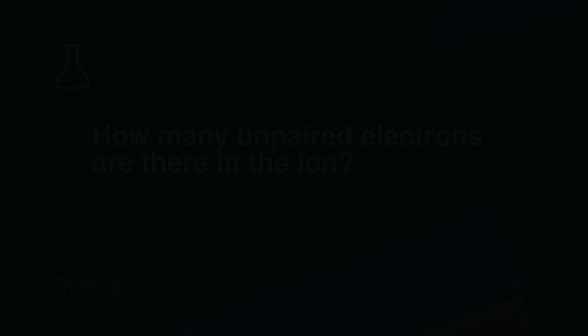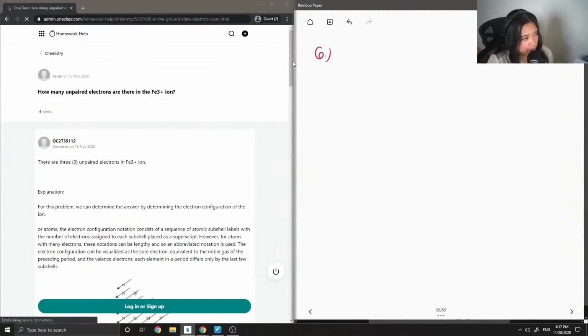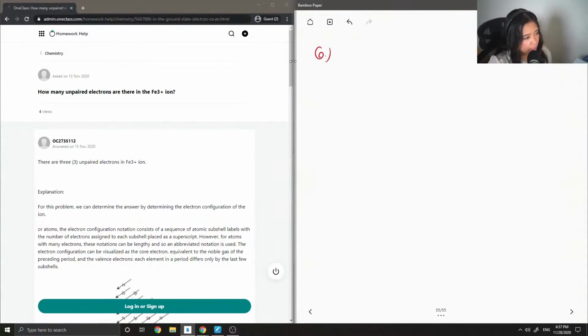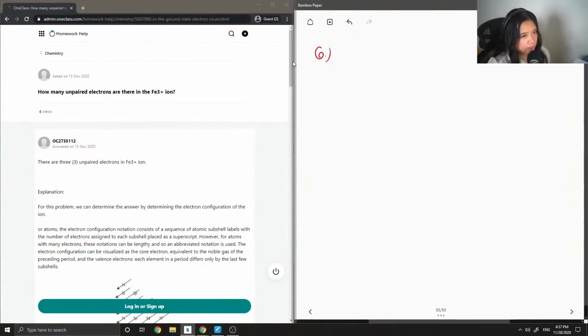On to question 6. How many electrons are there in the Fe3+ ion? So first, it might be easier to write down the electron configuration of iron and then the electron configuration of Fe3+.